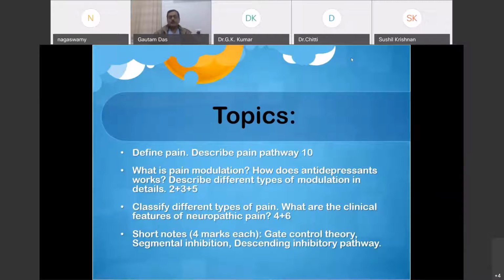Classify different types of pain, and amongst the different types of pain, one very important type is neuropathic pain. So what are the clinical features of neuropathic pain? And there might be some short notes like gate control theory, what is segmental inhibition, what are descending inhibitory pathways. So these might be the short questions, maybe carrying around 4 marks or something like that. So these are the topics which I'm going to cover today.